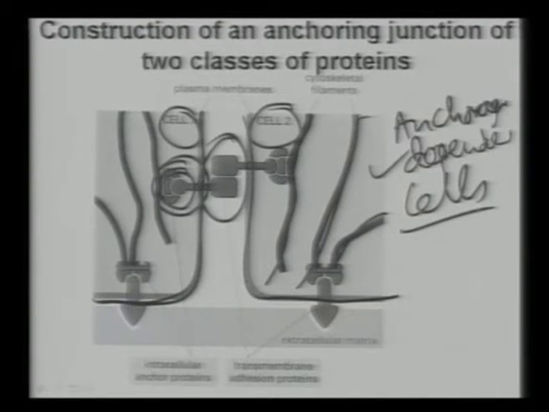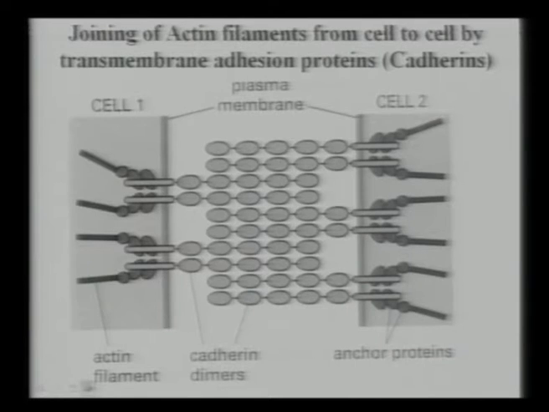Anchorage dependent cells means two cells will be attached to each other by the intracellular anchor proteins as well as the transmembrane proteins. As you can see, that is like forming a bridge between the two cells, and therefore the two cells will be attached to each other. Now another way that two cells can be attached to each other is the joining of actin filaments from cell to cell by transmembrane adhesion proteins called cadherins.